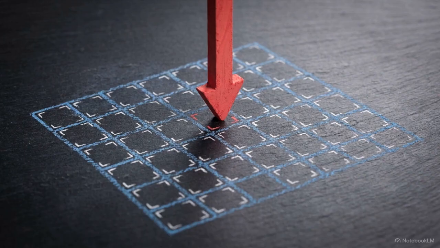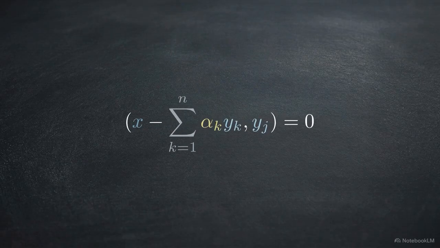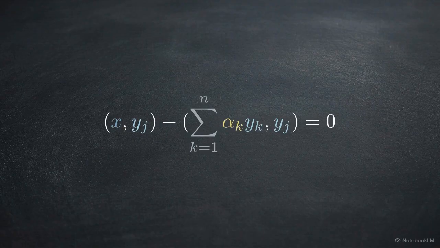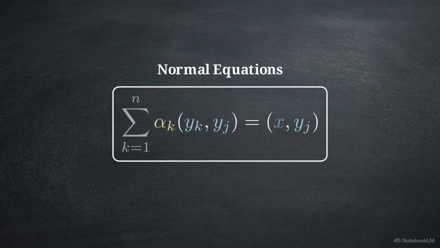We apply our geometric constraint. The error vector, x minus y, must be completely orthogonal to every basis vector spanning the subspace. Stated mathematically, the inner product of the error vector and any basis vector yj equals 0. We substitute our linear combination into this inner product in place of y. Because the inner product is a linear operation, we expand the expression and factor the coefficients out of the calculation. Rearranging the terms yields a final system, known as the normal equations.